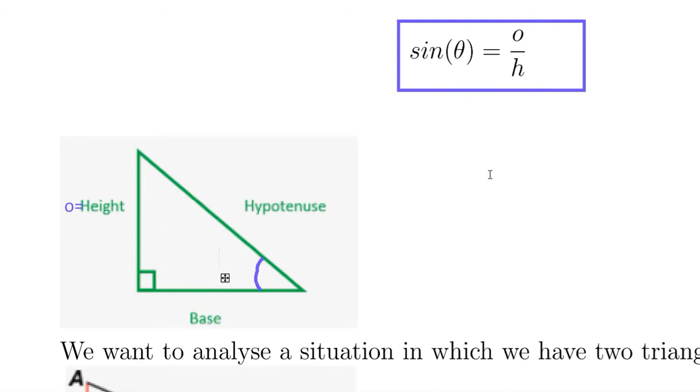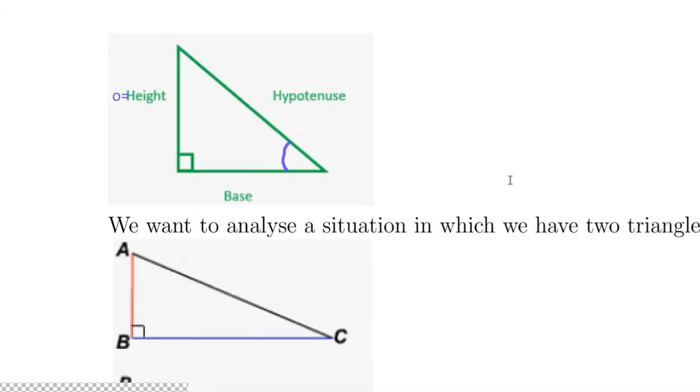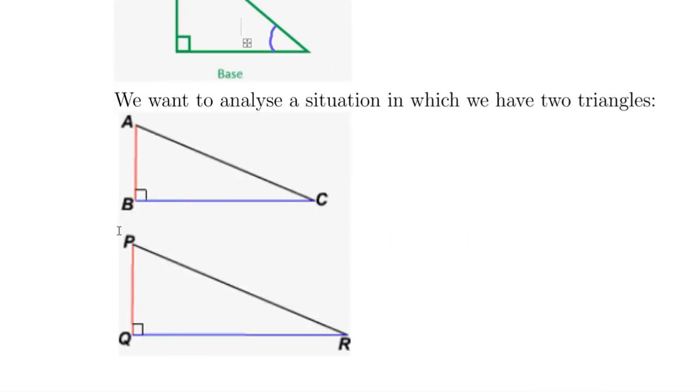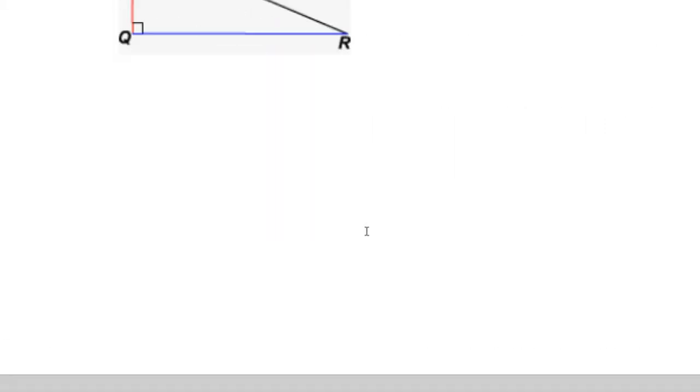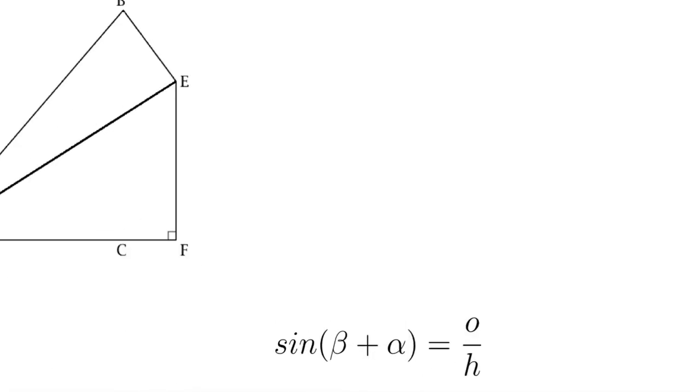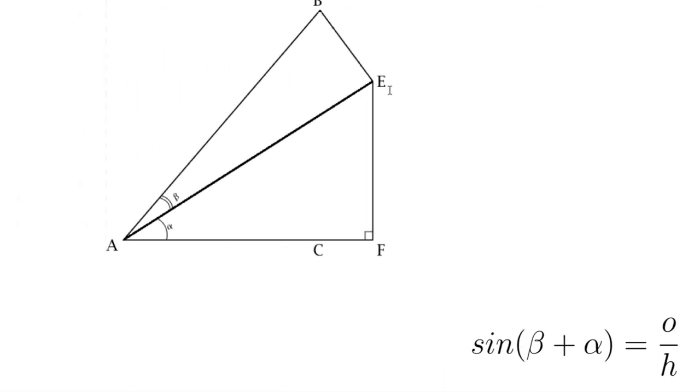Now, what we want to do is analyze a situation in which we have two triangles. So I've got this triangle here and I have this triangle here, and I'm going to place them on top of each other. And this is what's going to give us two angles, hence the phrase double angle formulae. Now, how I'm going to place them is as follows. I'm going to put them in this circumstance. I'm going to place the bottom one, let me just zoom in so we can see this.